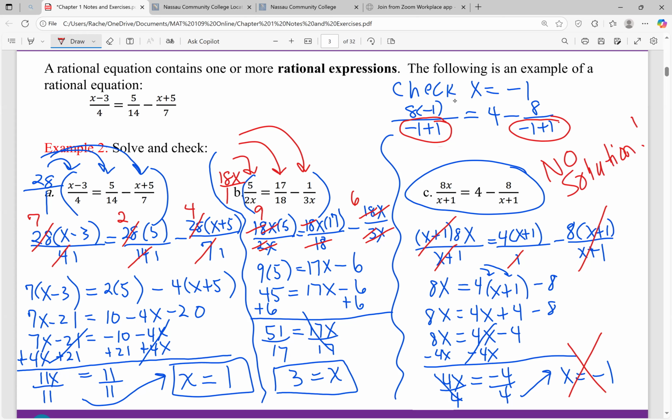Again, I can't stress how important it is to always check your answers. And this would be an example where our answer doesn't check out. It's not making any sense. So there's no solution.